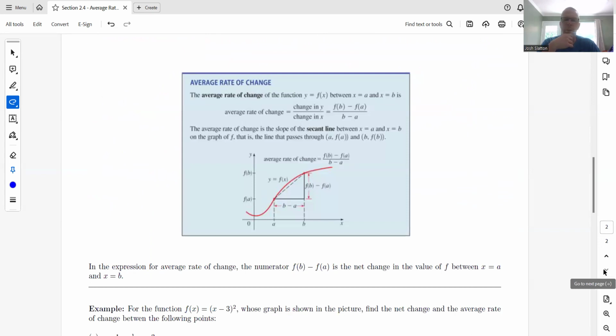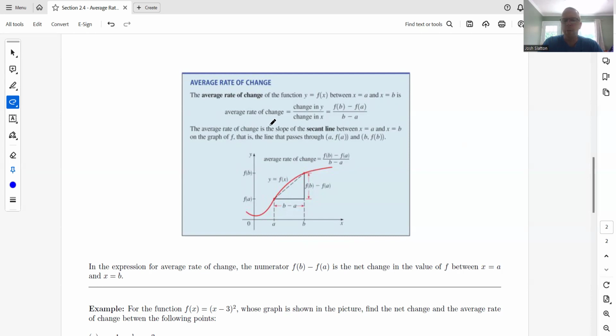And so the formula for average rate of change is basically the formula for slope. In fact, it is the formula for slope. So average rate of change of the function y equals f of x between x equals a and x equals b is the change in y over change in x, which if you remember from algebra 1, algebra 2, is the formula for slope. And f of b would be your y2, f of a would be your y1, and then b and a would be your x2 and your x1.